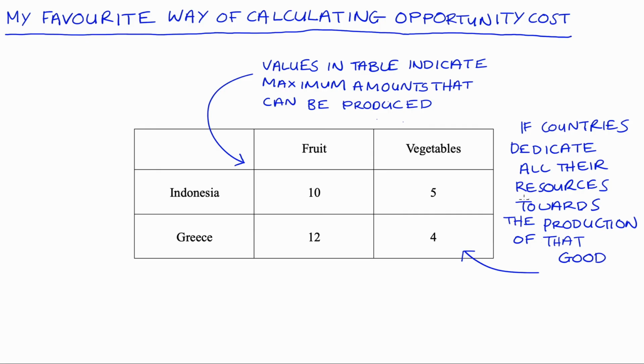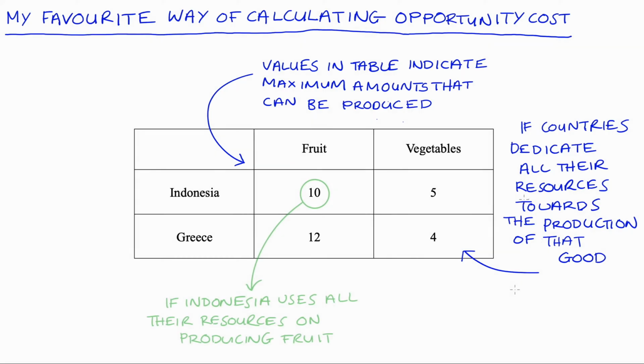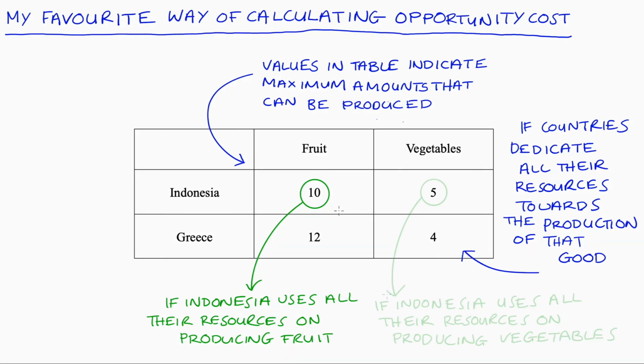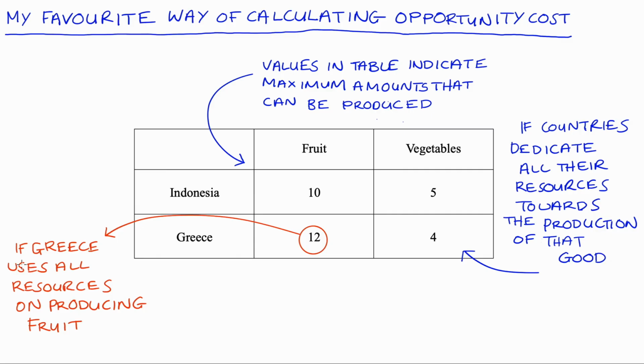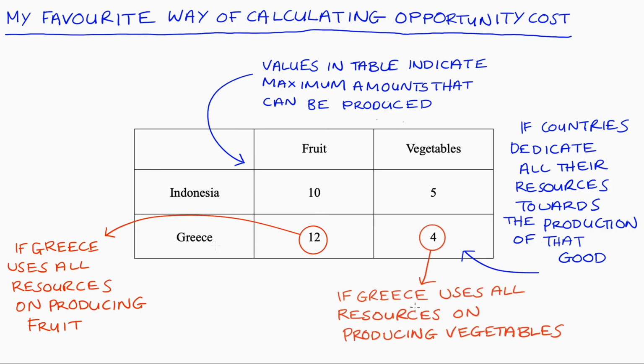So if Indonesia only produces fruit, for instance, they put all their resources towards the production of fruit, they could produce 10 fruit. If they instead put all of their resources into producing vegetables, they could produce 5 vegetables. If Greece used all of their resources towards producing fruit, they could produce 12 fruit. And if Greece used all their resources to producing vegetables, they could produce 4 vegetables.